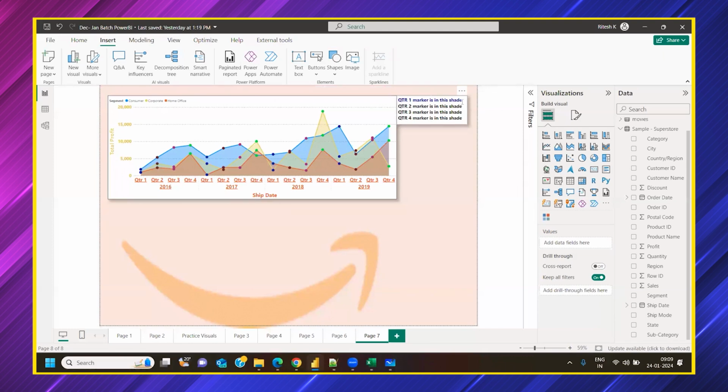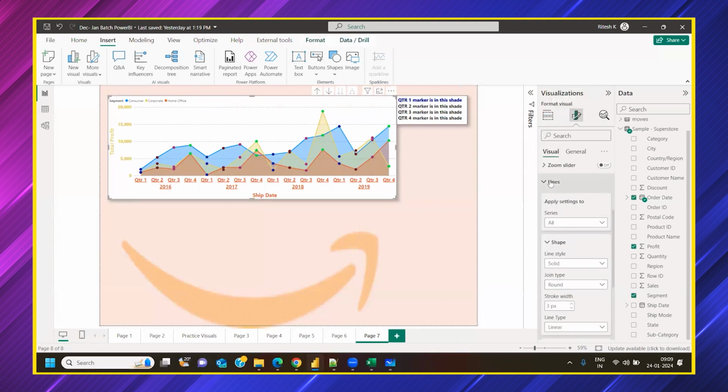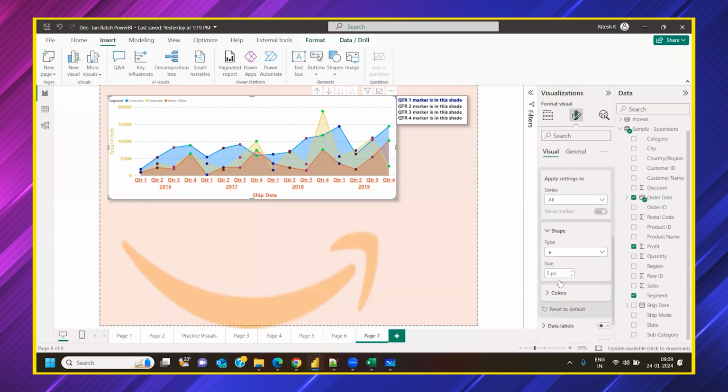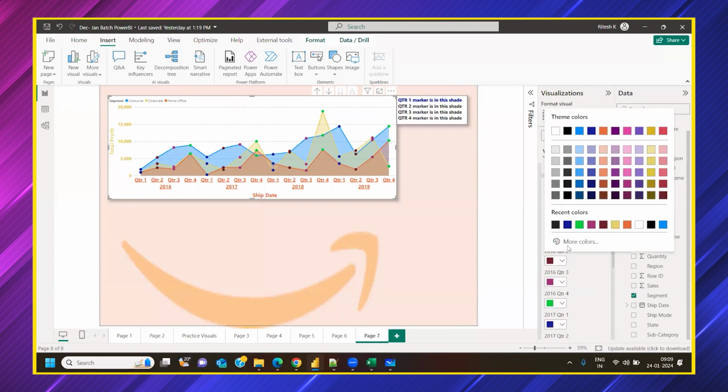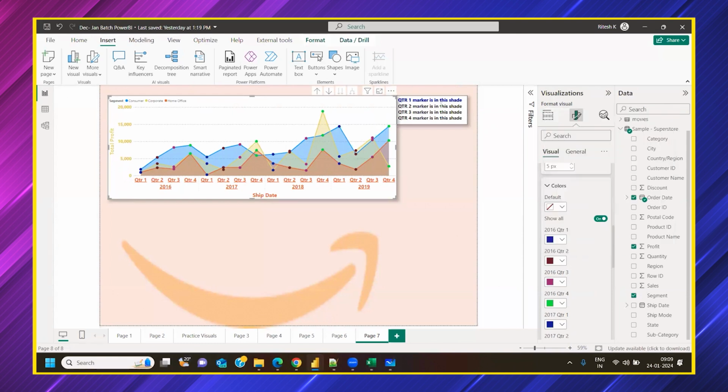Quarter 1 marker is in this shade. Maybe I'll make it bold again. Now Quarter 2 is in brown shade. I'll go back to the visual, go to the lines option, markers option. I'll copy that color format, the hex format which I want. This is the format. I'll go back here.